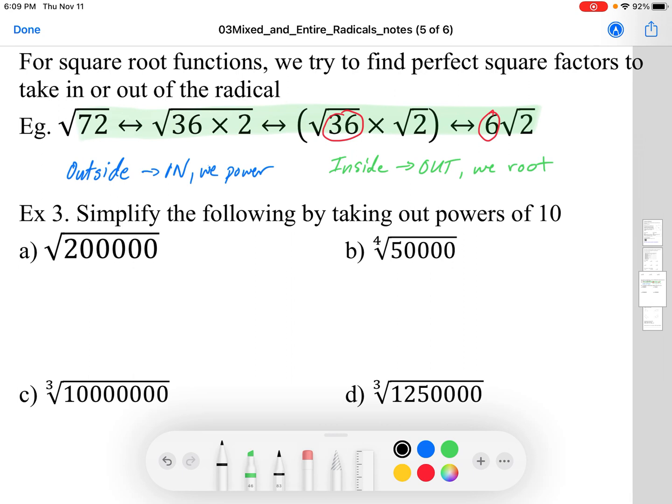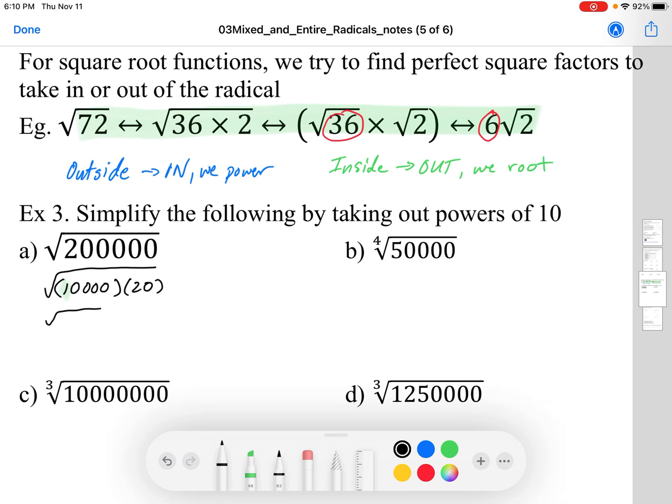So doing this process for these examples, we want to find perfect squares. In the case of 200,000, we can find a perfect square of 10,000 and then multiply that by 20. So 10,000 really is 100 squared. And then we can keep breaking this down. Now we don't have to start with the biggest.